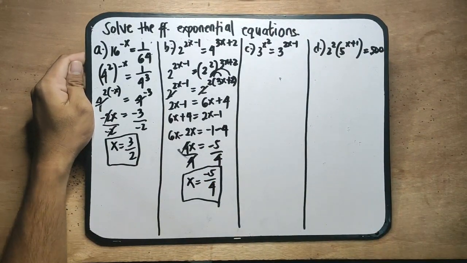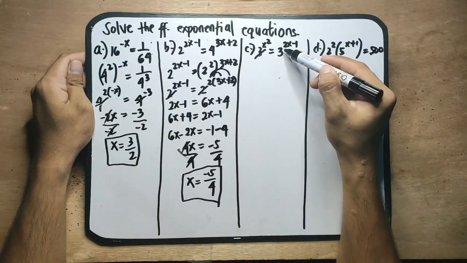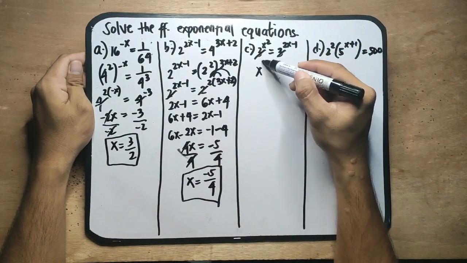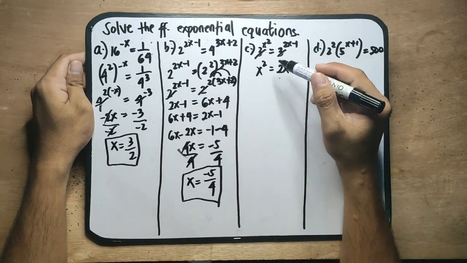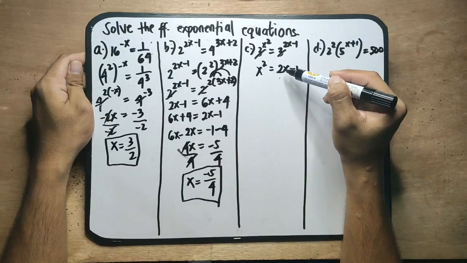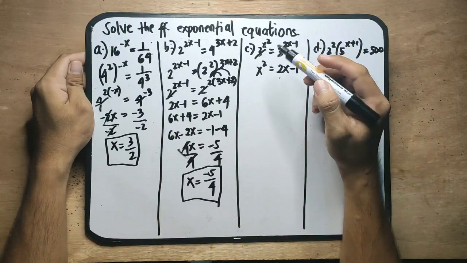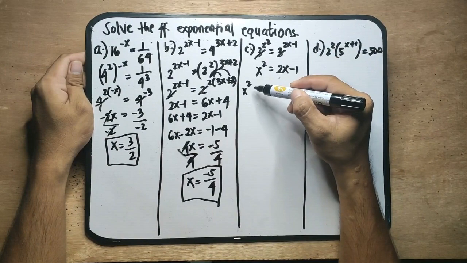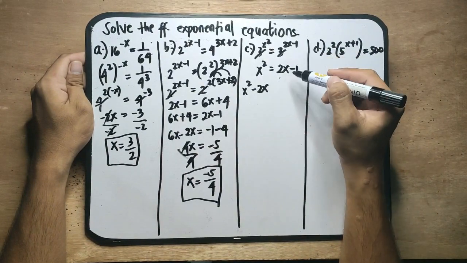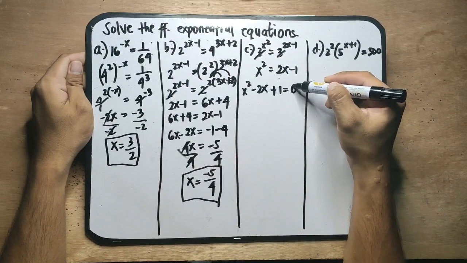For the third item, as you can see, pareho na sila ng base, we can immediately disregard the base and we bring down their exponents. X squared is equal to 2x minus 1. Since may squared term, may unsquared term, ibig sabihin, quadratic equation yung result, lahat ng terms ililipat sa ating left-hand side. Okay, so x squared, then we transpose positive 2x, it will become negative 2x. We transpose negative 1, it will become positive 1. Ang maiwan sa right ay 0.